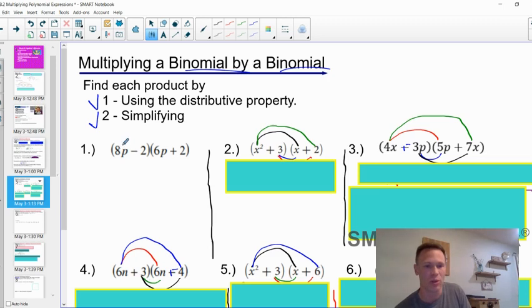So I'm going to first distribute this 8p. It has to be multiplied by 6p, okay? So I'm going to multiply just like I've done in the past. 6 times 8 is 48. And then I have p times p, and that gives me p squared. And now I have to take that same 8p times 2. So plus 8p times 2, that's just 16p.